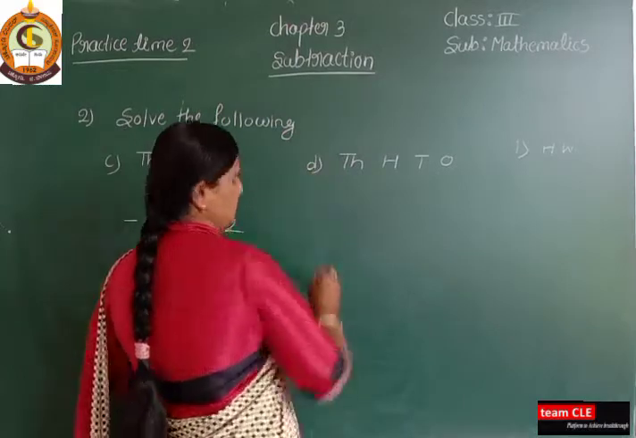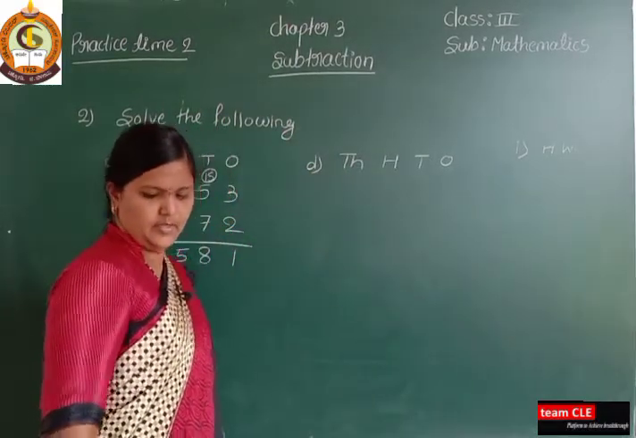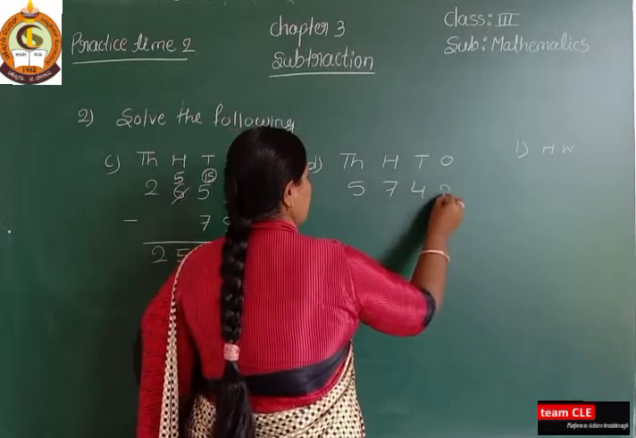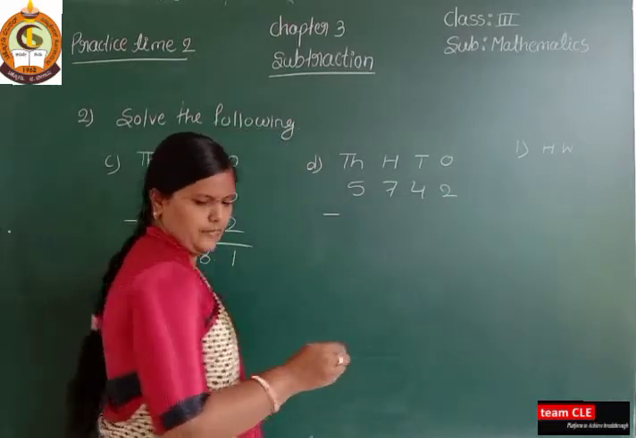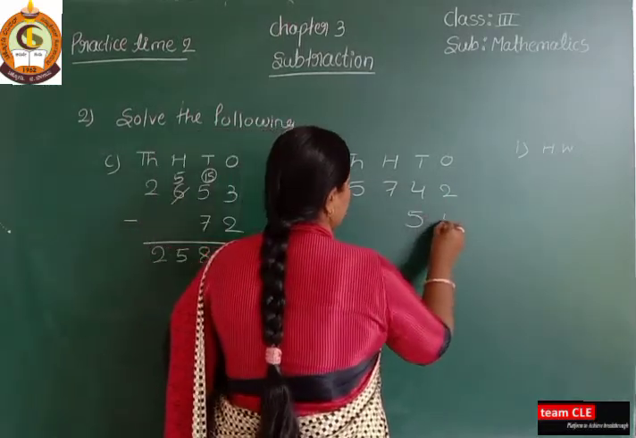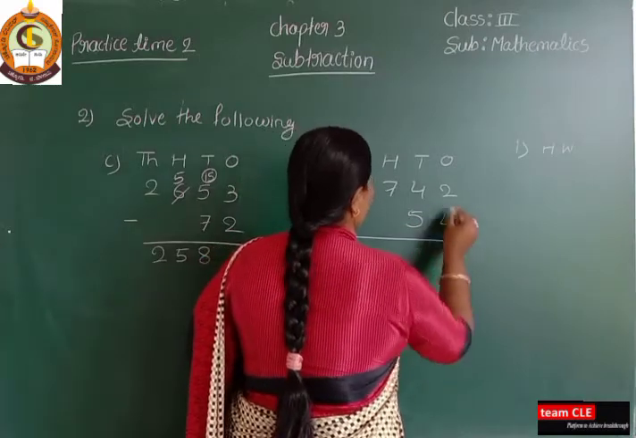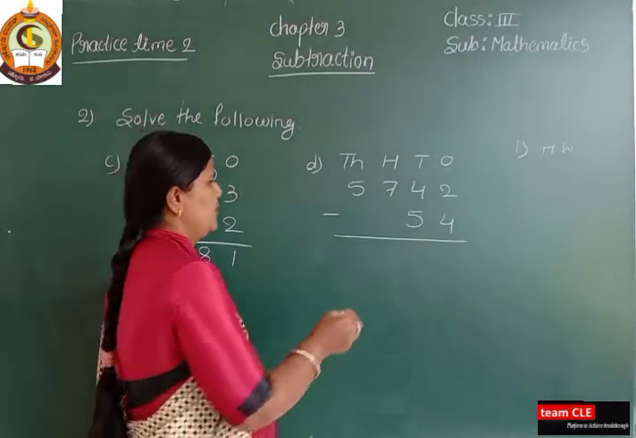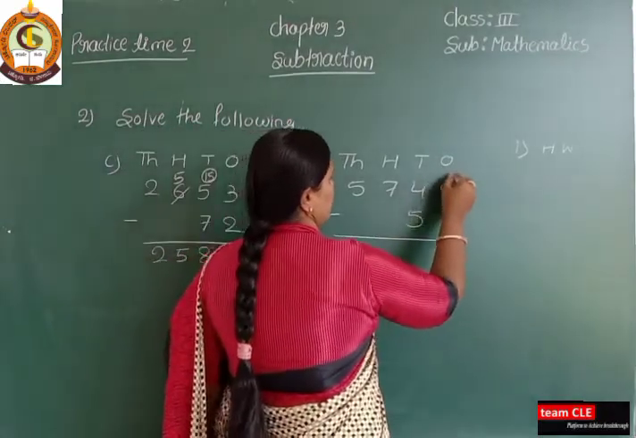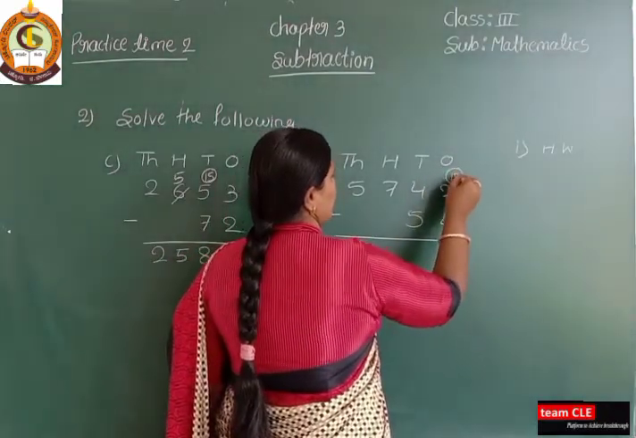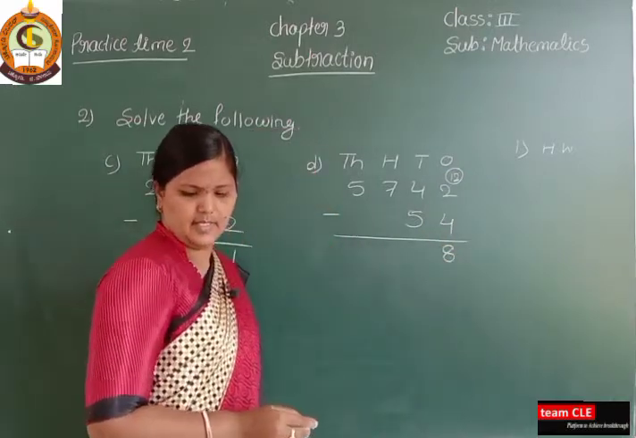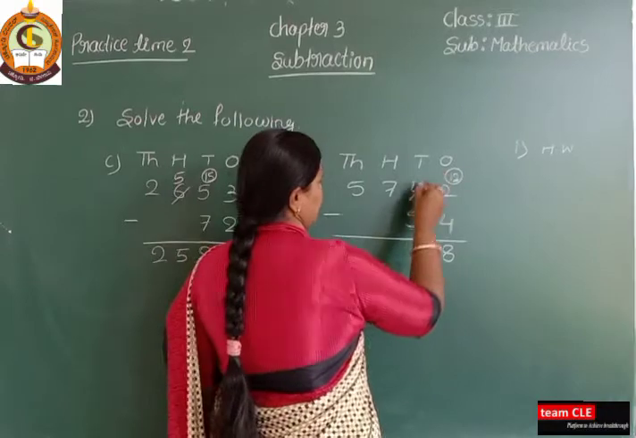D1 problem. 5742 minus 54. See here, 2 minus 4. 2 is less than 4, so you have to take one tens group. 10 plus 2 is 12. Yes, 12 minus 4 is how much? 8. Yes, and instead of 4 here, 3 remains.